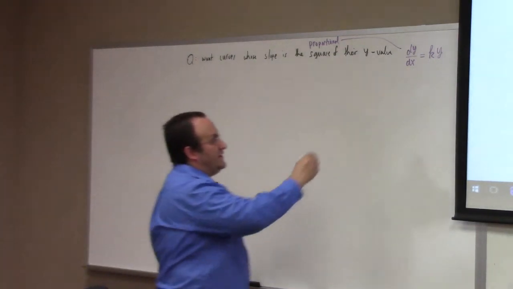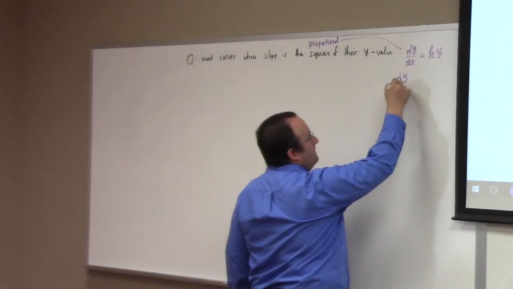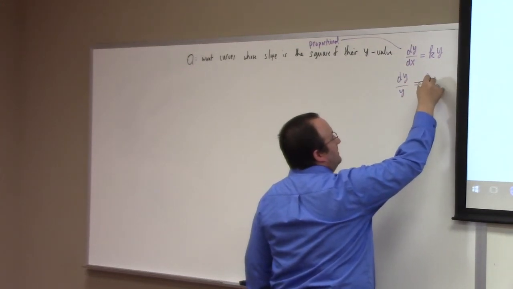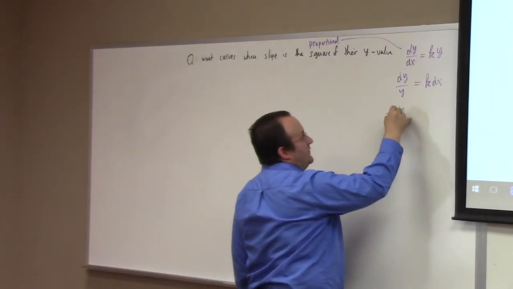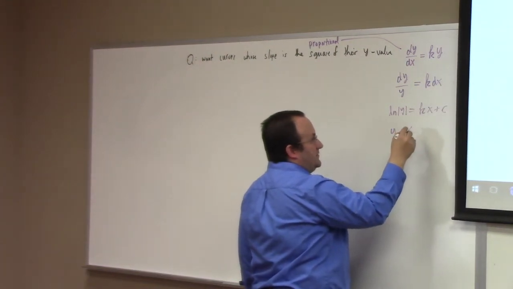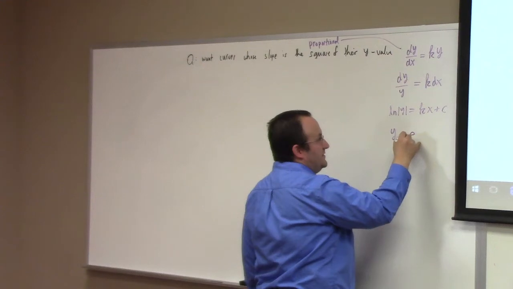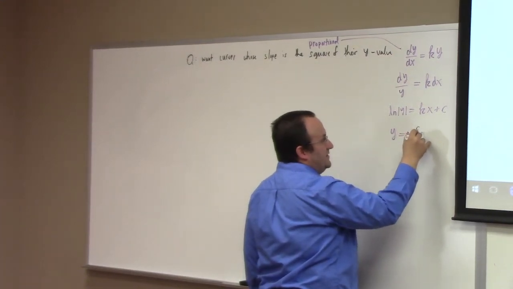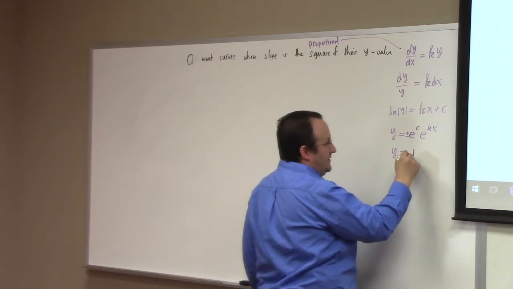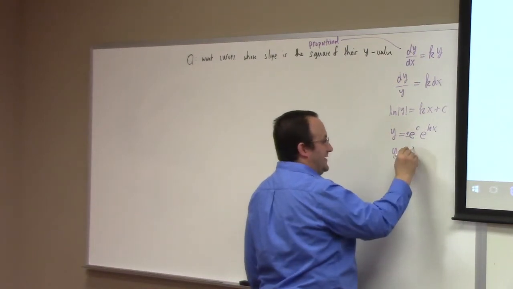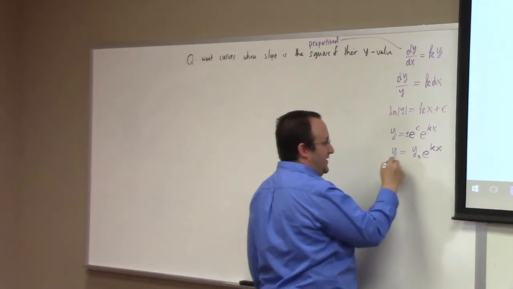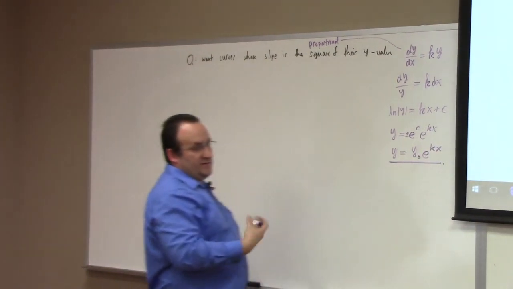You can separate and integrate. This is a very famous problem, right? This is exponential growth. Oops, I spilled the beans. So we get natural log of y equals kx plus a constant. Do algebra, you get y is equal to plus or minus e to the c times e to the kx. All right, so exponential growth.